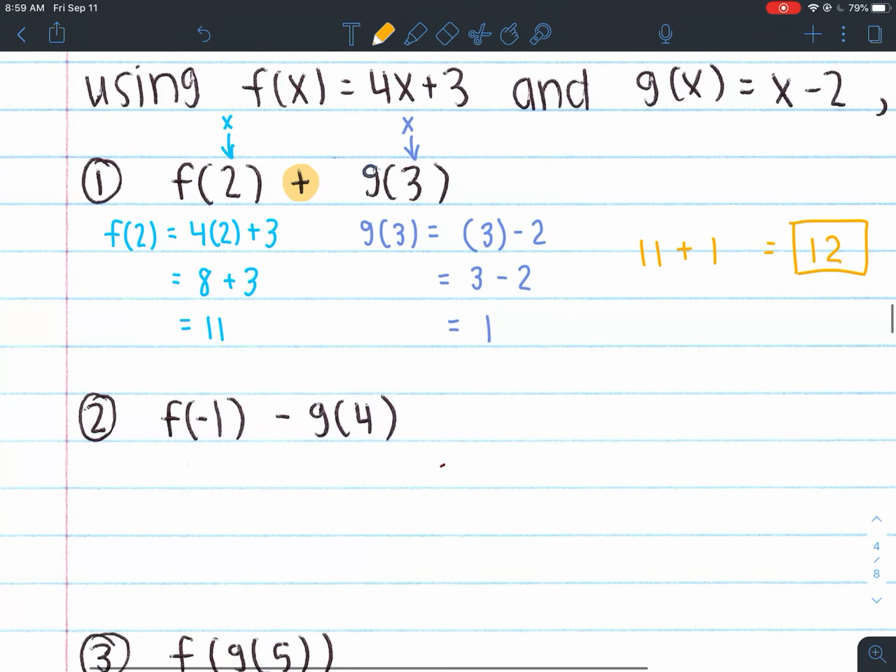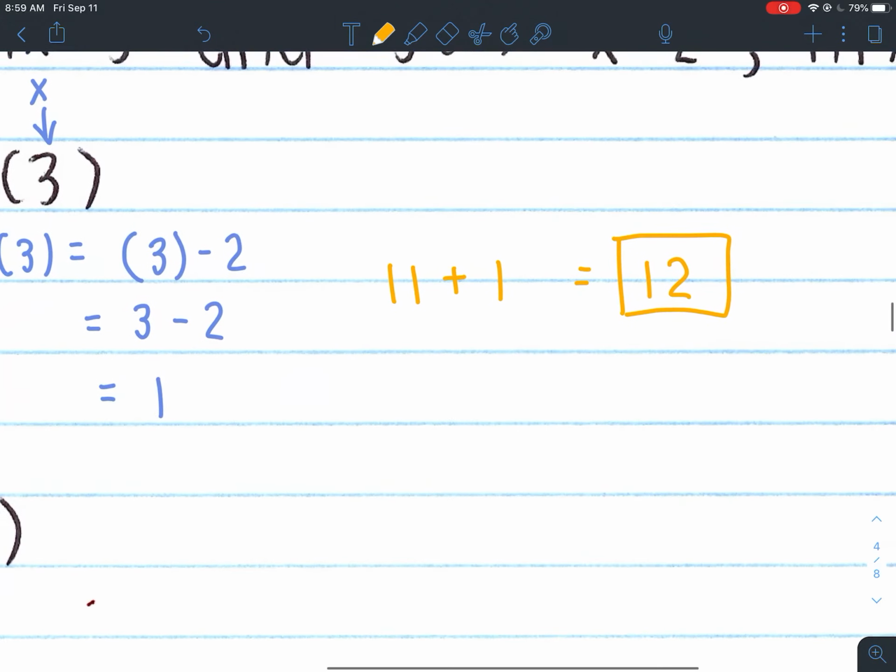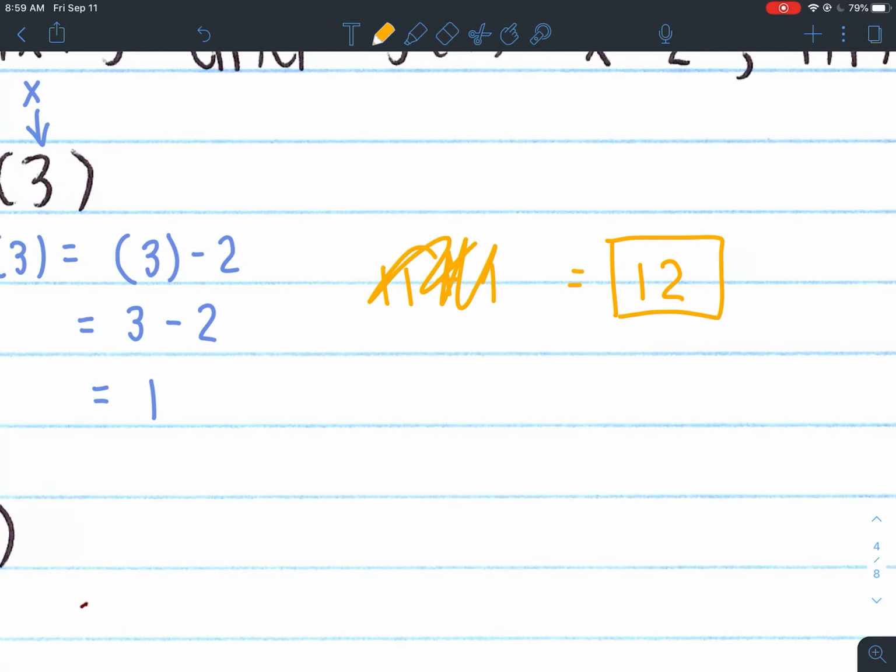Also, I forgot to mention, remember when we were, oh my goodness, I can't touch the eraser button for some reason. Hello? There it goes.